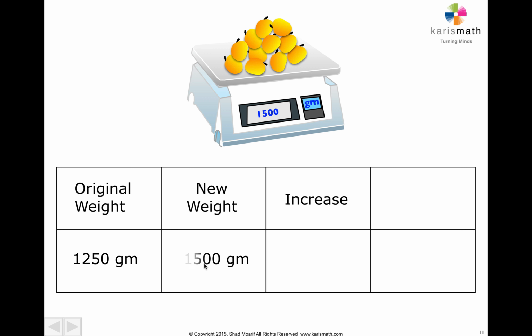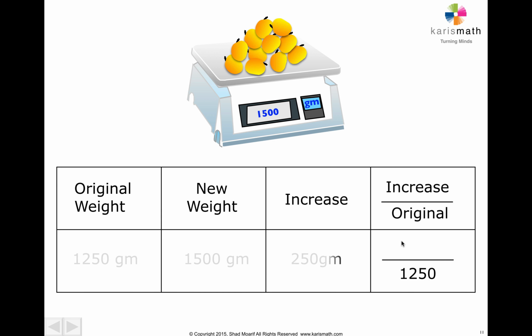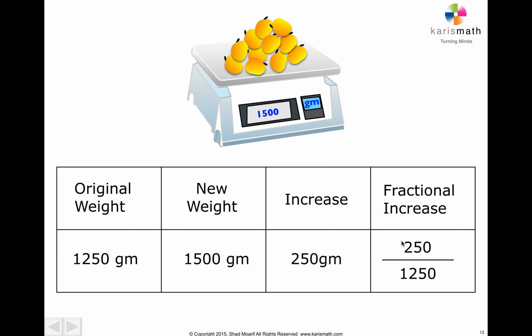Well, take the difference between these two, the new weight minus the original weight, and the answer is 250 grams. What fraction is this of the original? Okay, let's take the fractional increase, 250 over the original, which means the original 1,250 with 250 on top, and we reduce it, and we get 1/5. So it's 1/5 of the original weight.